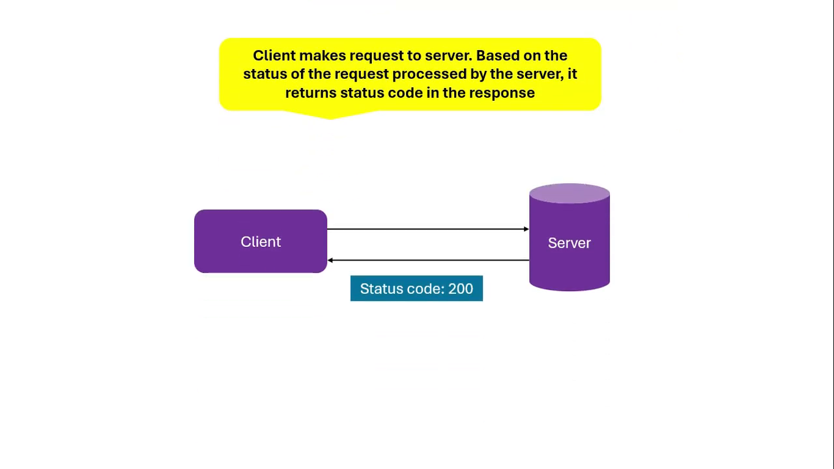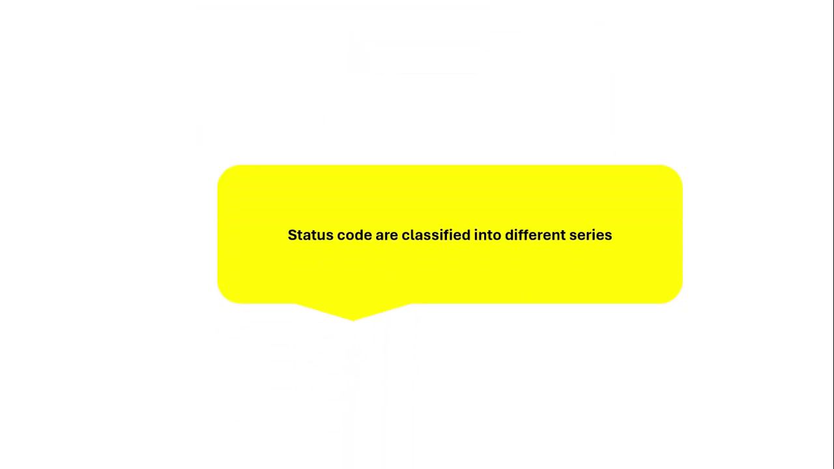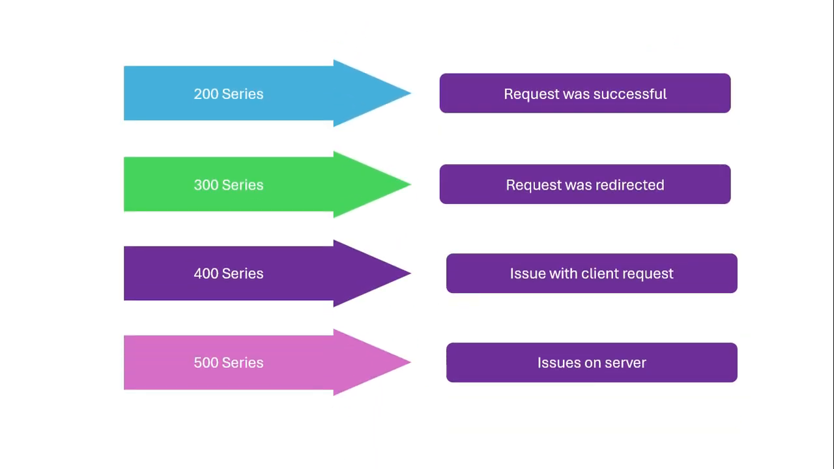Here we have a client and a server. The client makes a request to the server. Based on the status of the request, which is processed by the server, it returns the status code in the response. Status codes are classified into different series.